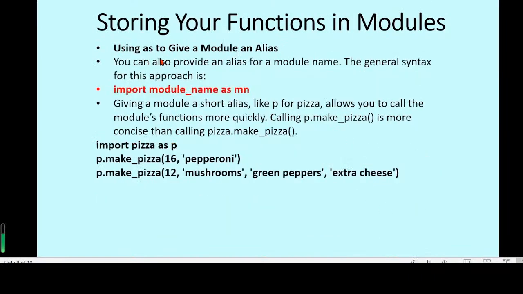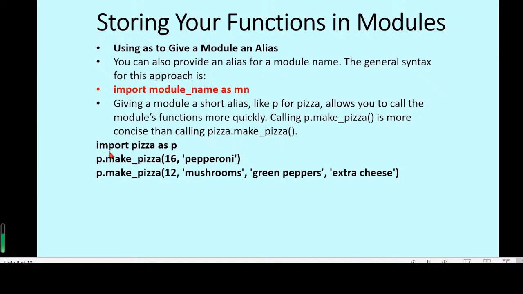We use "as" to give a module an alias. You can also provide an alias for a module name. The general syntax for this approach is import module_name as alias. Giving a module a short alias, like p for pizza, allows you to call the module's functions more quickly. So calling p.make_pizza is more concise than calling pizza.make_pizza.